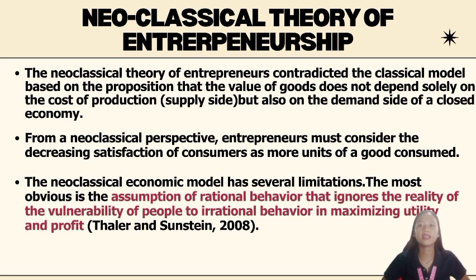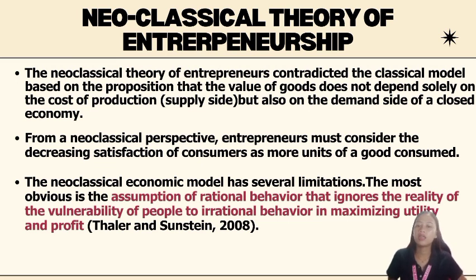So now we're done with the classical theories of entrepreneurship. Now let's proceed to the neoclassical theories of entrepreneurship. The neoclassical theory of entrepreneurs disagrees with the classical model, in a way that the classical model suggests that the value of a good is based on how much it costs to produce them, the supply side. However, the neoclassical theory argues that it's not just about the production cost. The demand side, or how much people want the goods, also plays a big role in determining their value.